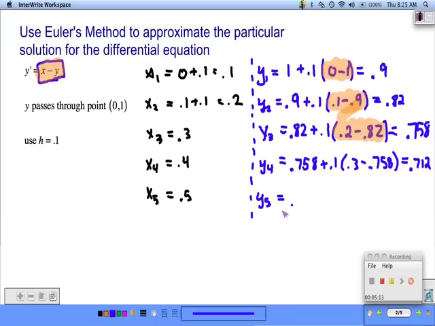We're going to take the previous value, 0.712, plus 0.1 times the difference in the x and the y, 0.4 minus 0.712. And that's plugging into that rule again. And this would be equal to 0.681.